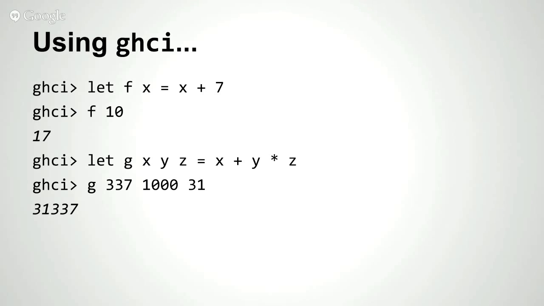Exactly. You'll also hear the word null arity, which means zero arity, but we don't have zero arity functions in Haskell. And then you'll hear unary, which is arity 1, binary is arity 2, ternary is arity 3.